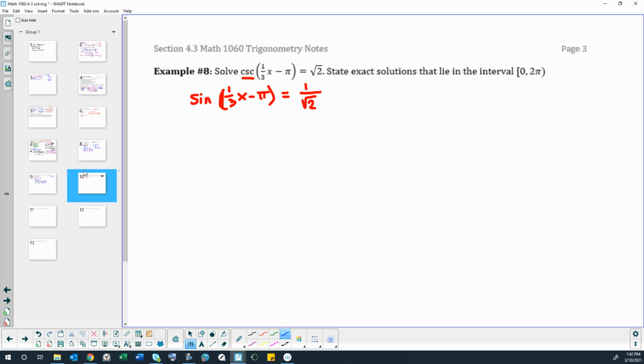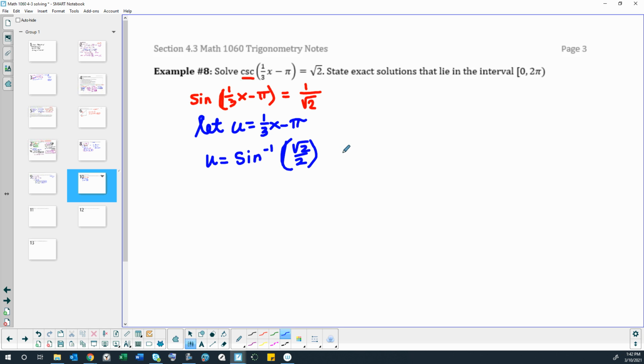Now, I've kind of been doing this in the last couple of problems, but you might want to actually stop and let some other variable, like u, equal 1/3 x minus pi. I guess normally I would use something like theta. U works, theta works, whatever you want. So this means that we would find u by doing the inverse sine of square root of 2 over 2, correct? Because that's the same thing as 1 over square root of 2. It's just the way we're used to seeing it.